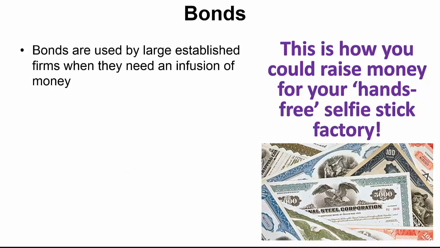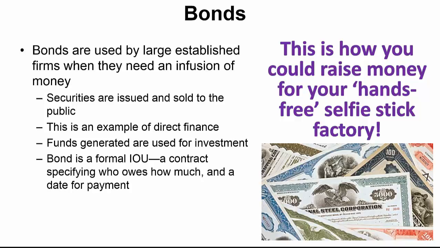All right, bonds. Bonds are used by large established firms or even governments. This is a way that you could raise money for your hands-free selfie stick. Securities are issued and sold to the public. This would be direct finance because the business is going to sell the bonds directly to individuals who have money and want to earn interest on that money. A bond is an actual IOU. It means that if you're holding the bond, the business or the entity that is taking your money now owes you that money back with interest.